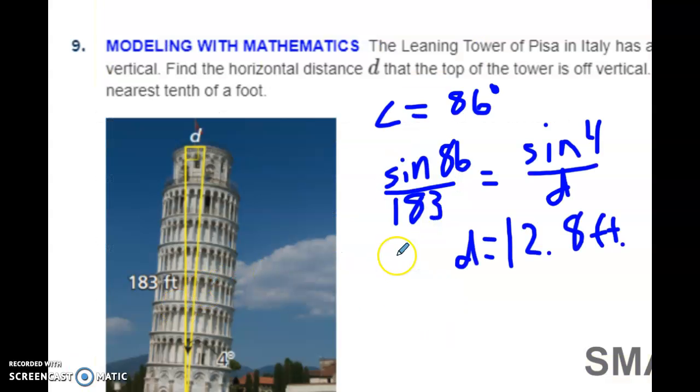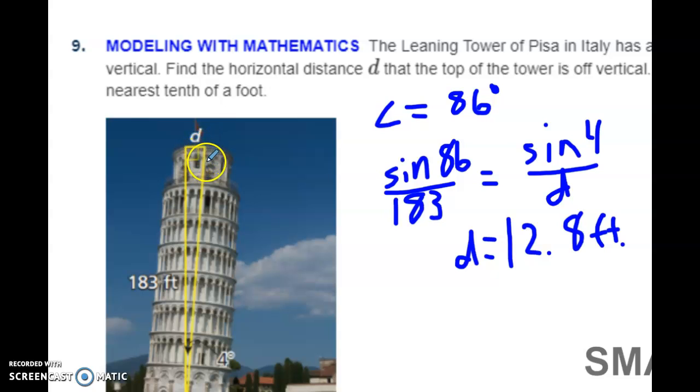Let's look at this word problem. This is a great one. So, the Tower of Pisa in Italy is leaning. It is not straight up and down. So, how far off? We know that it's 4 degrees off of the vertical altitude of it. So, we're going to find that distance right there.